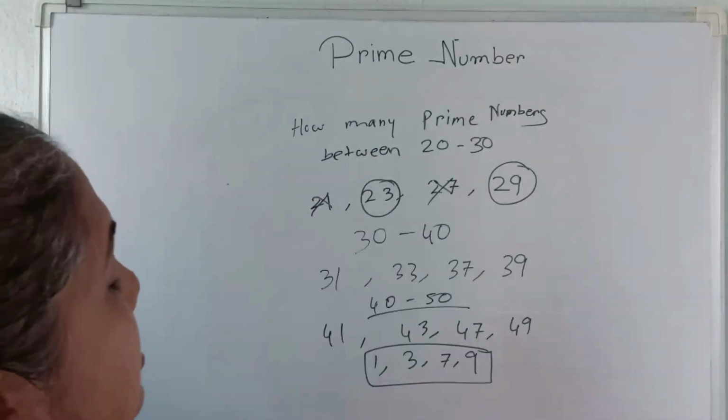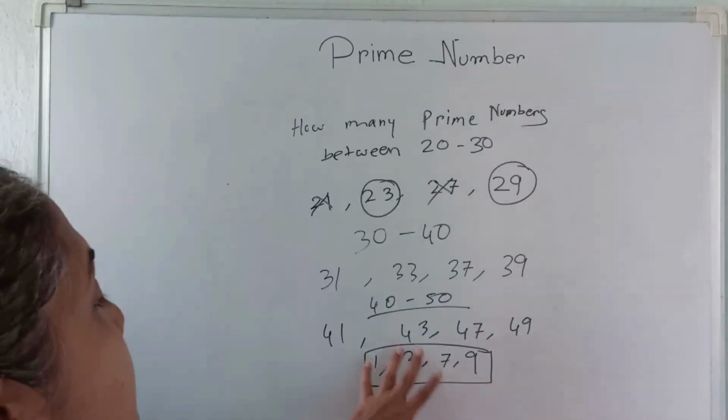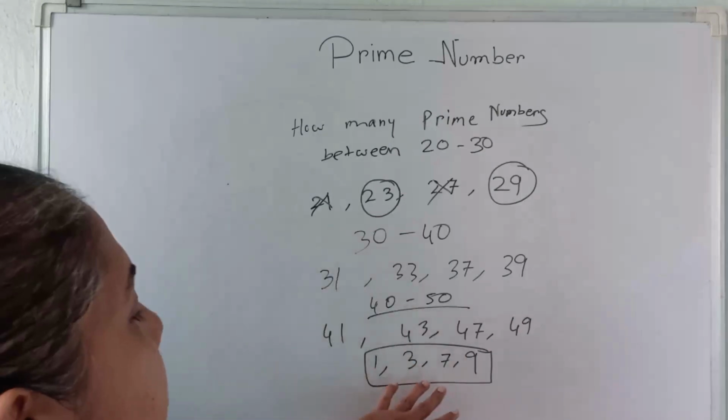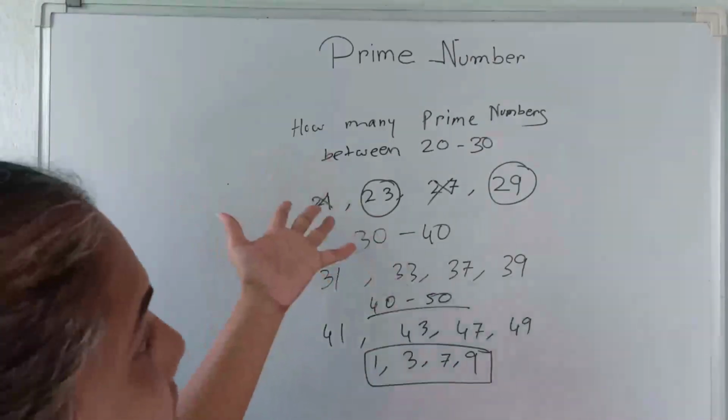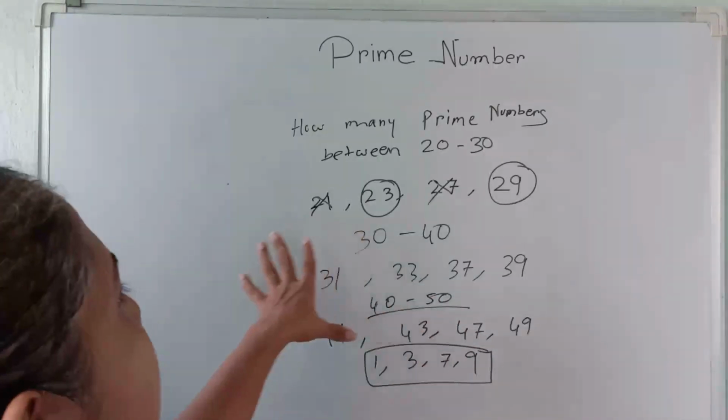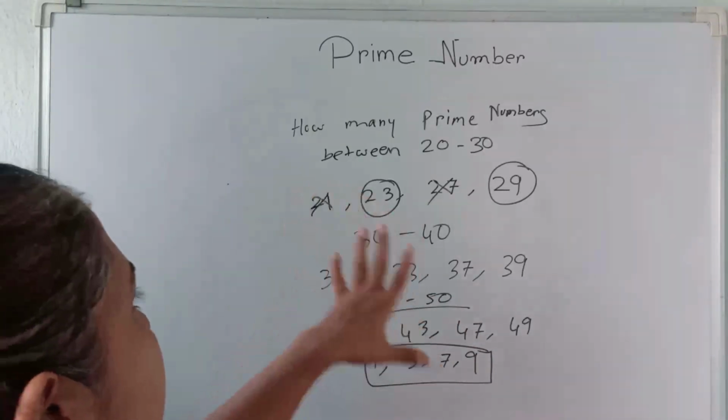You just have to check these 4 numbers between 30 to 40, 40 to 50, 20 to 30. Are they divisible by any other number or not? Okay. So in this way you can find out prime numbers very easily.